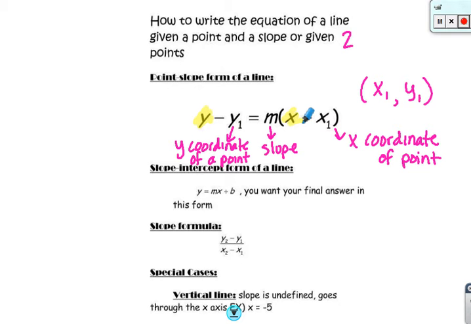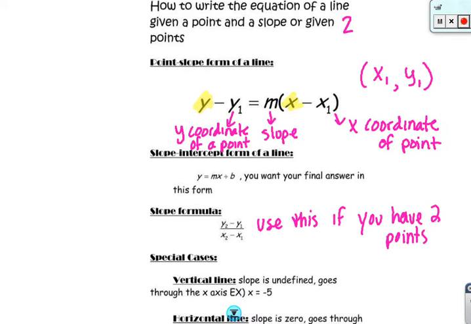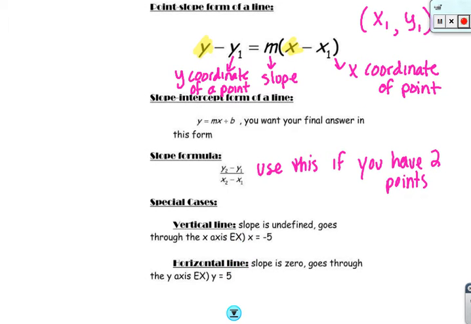Your slope formula is down here. You have to use this if you have 2 points. Because if I give you 2 points, you have to find the slope first. And then you know you could have positive lines or negative lines, but you also have vertical and horizontal.